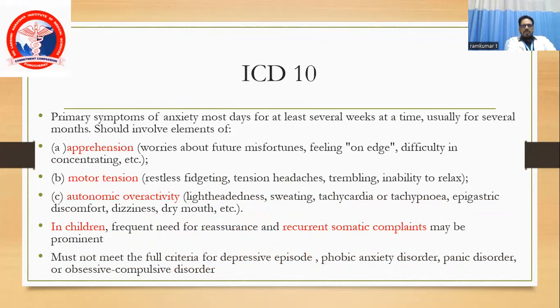ICD-10. Primary symptoms of anxiety most days for at least several weeks at a time, usually for several months, should involve elements of: A. Apprehension, worries about future misfortunes, feeling on edge, difficulty concentrating, etc. B. Motor tension: restlessness, fidgeting, tension headaches, trembling, inability to relax. C. Autonomic overactivity: lightheadedness, sweating, tachycardia or tachypnea, epigastric discomfort, dizziness, dry mouth, etc. In children, frequent need for reassurance and recurrent somatic complaints may be prominent. Must not meet the full criteria for depressive episode, phobic anxiety disorder, panic disorder, or obsessive compulsive disorder.